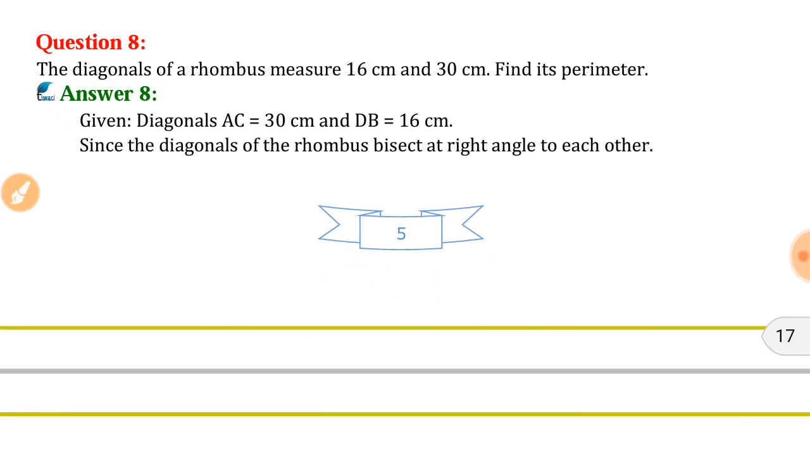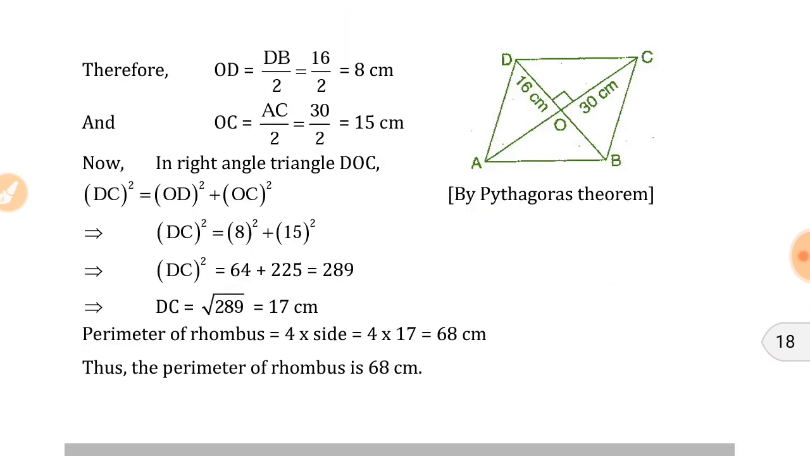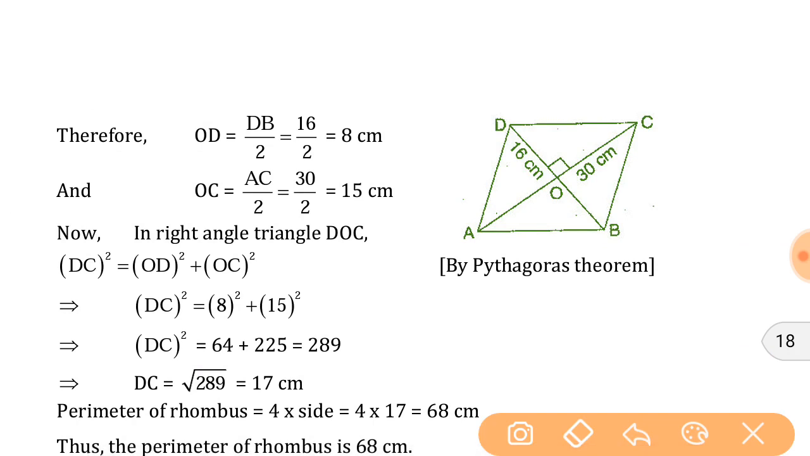Diagonal AC is 30, DB is 16. Since the diagonals of a rhombus bisect at right angles to each other, therefore OD is equal to DB divided by 2, that is 8 centimeter. Okay, the diagonal full is 16 centimeter means OD is equal to half. OC is 15 centimeter. Full diagonals are given, so make it half. Because to find that, using one triangle, if it is 8, if it is 15, find the AB like that.